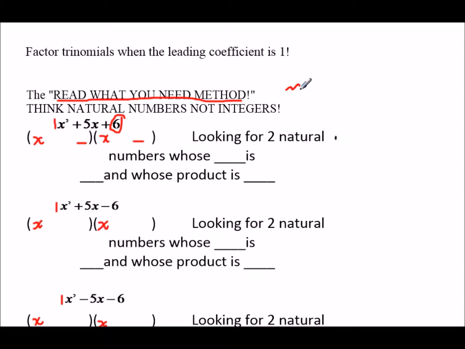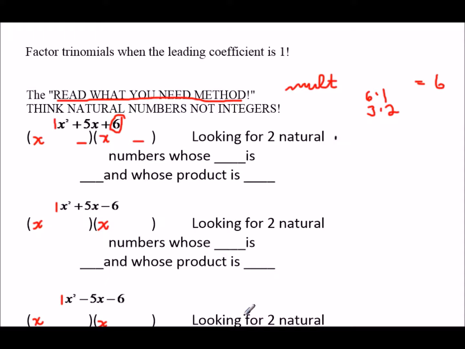So I know that I'm after numbers whose, if I just think about their absolute values, I'm looking for two numbers that multiply to equal 6. Well, think about your times tables. That's 6 and 1 and 3 and 2. Only two sets of contestants.